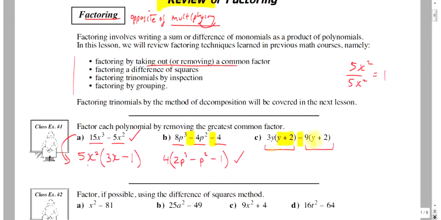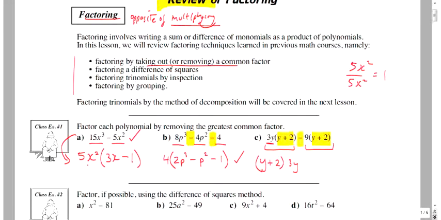Do they both have a y plus 2? Then I can take it out. Hang on. Yeah, he's one step ahead. Take out a y plus 2. Out of this term, what do you have left? I have 3y.